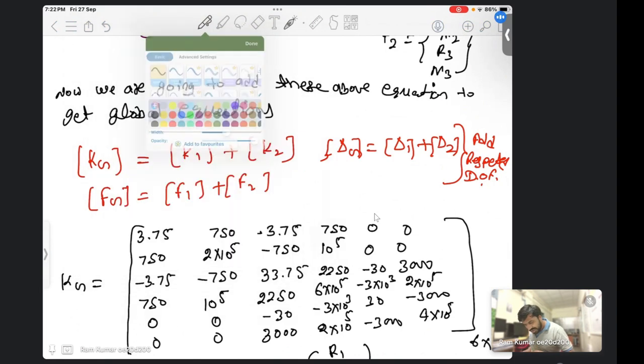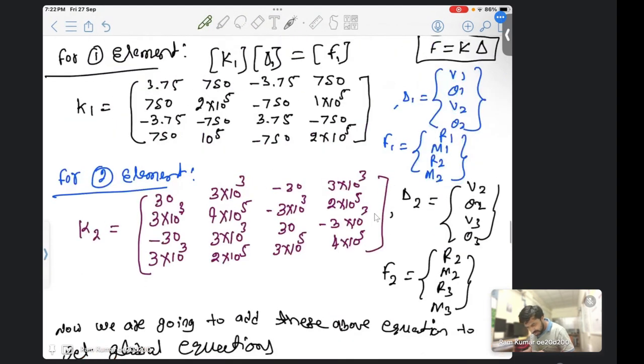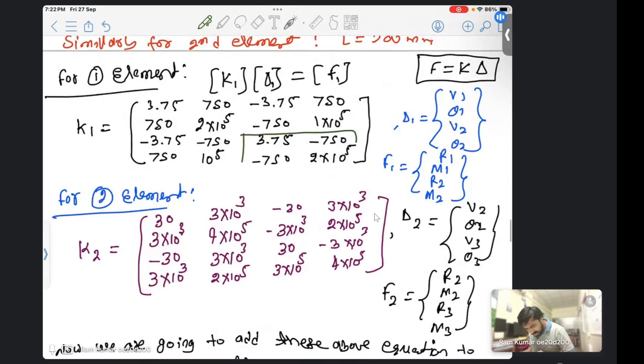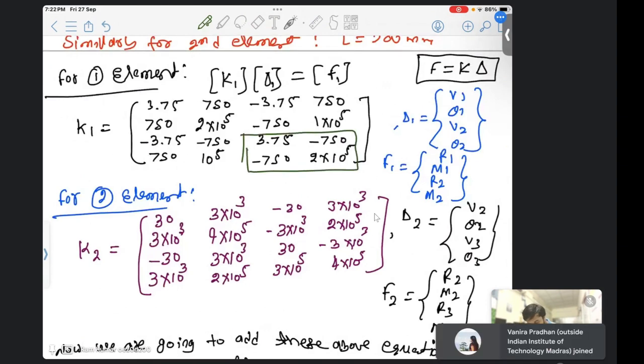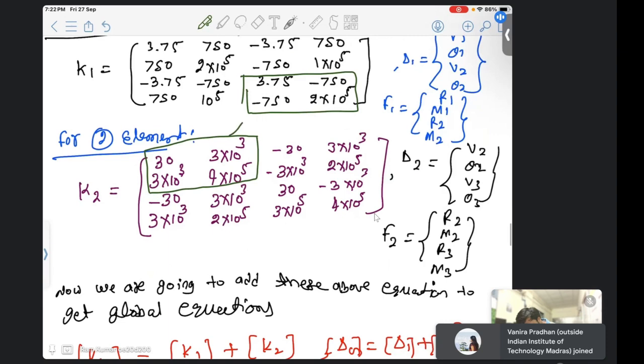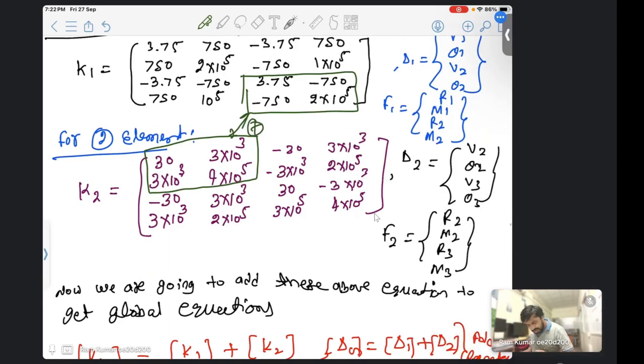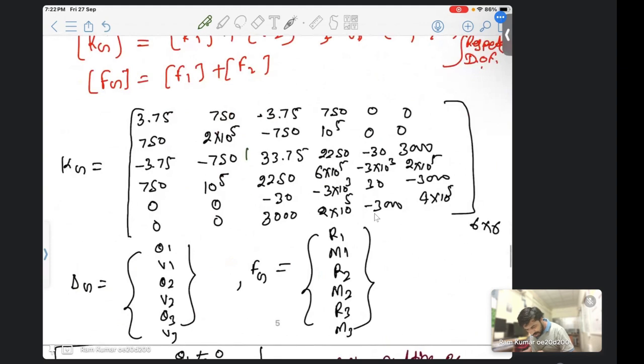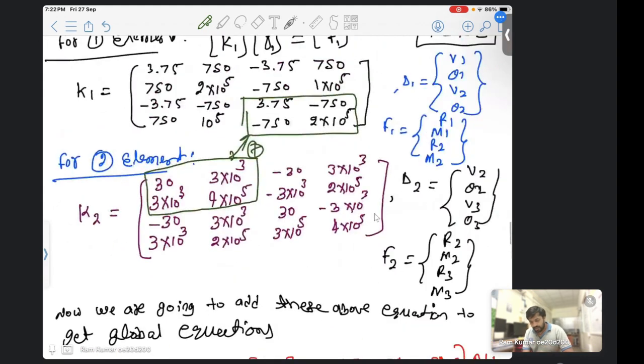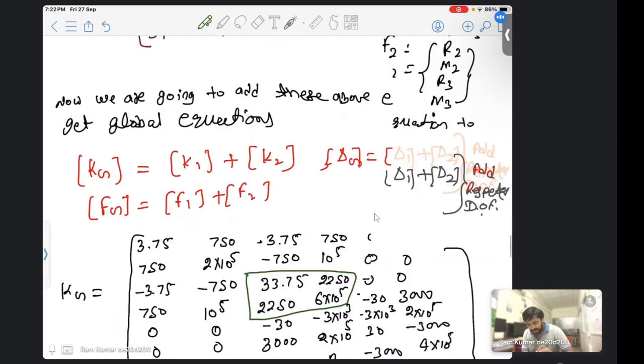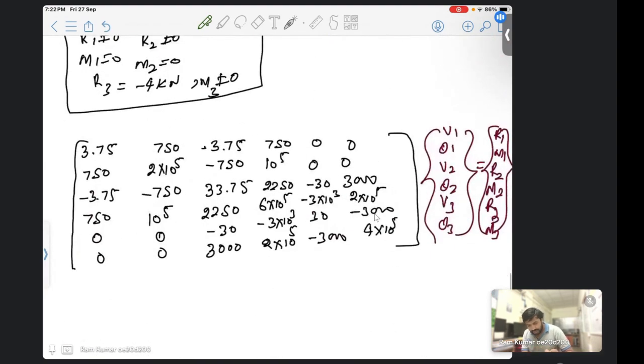global stiffness matrix, we just have to add the bottom four coefficients of the first element matrix with the first four coefficients of the next. So what we will get is this type of four elements. This one we have to add only. After adding, you will get this. So now, putting this overall, this is our stiffness matrix, displacement, force matrix.